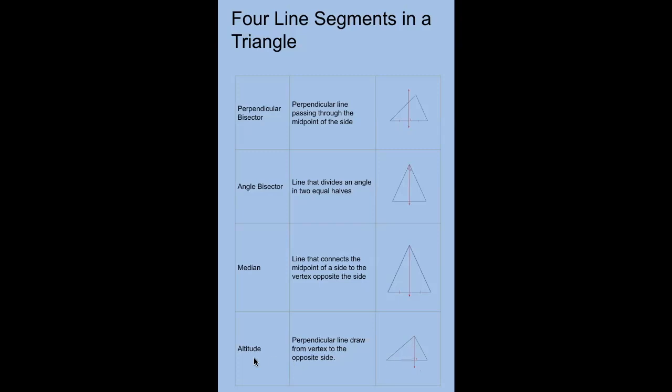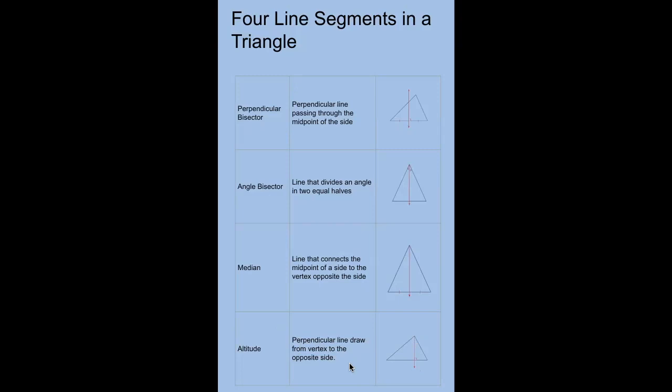And the final term that we need to know is the altitude. The altitude is the word for the perpendicular line that goes from a vertex to the side opposite. So we have 2 definitions that involve perpendicular. Let's take a look at the difference: the perpendicular bisector versus the altitude.